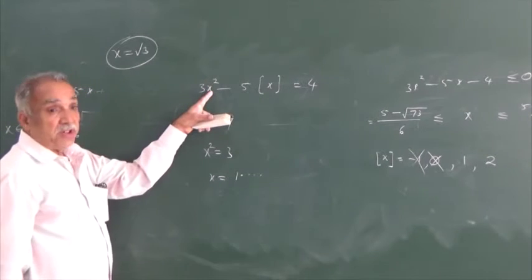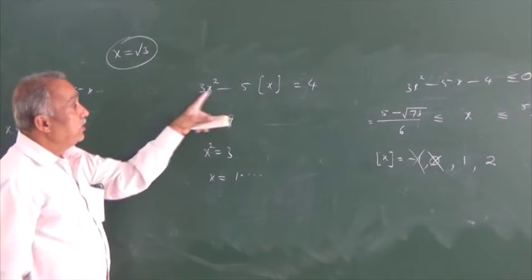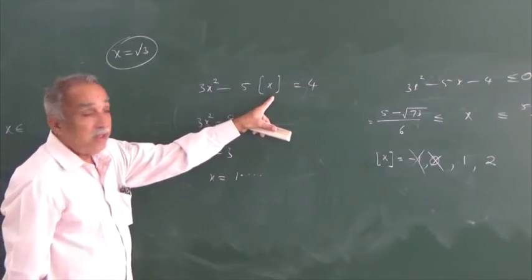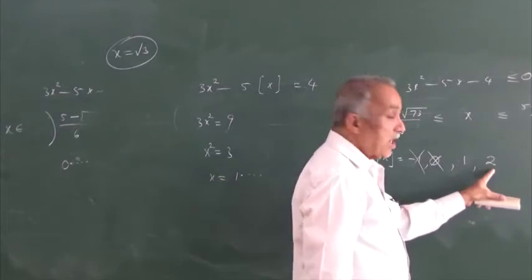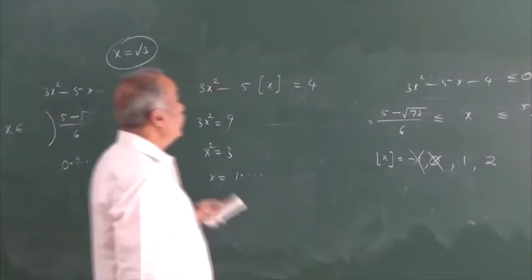For x equal to root 3, this is 3, 3 into 3 is 9, minus 5 into integer part 1, it agrees, satisfies the equation. One more verification. Last possible value, integer part 2.